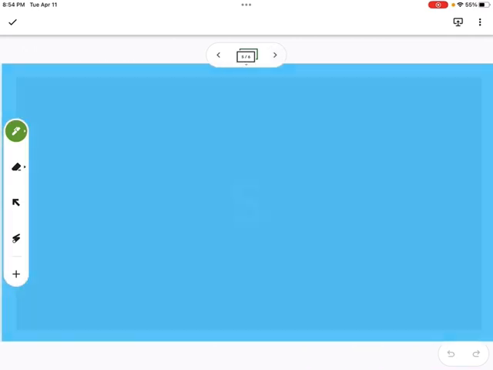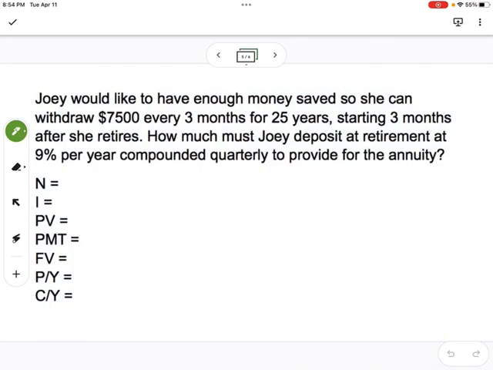Okay, we'll look at one more example. Joey would like to have enough money saved so she can withdraw $7,500 every 3 months for 25 years, starting 3 months after she retires. How much must Joey deposit at retirement at 9% per year compounded quarterly to provide for the annuity?